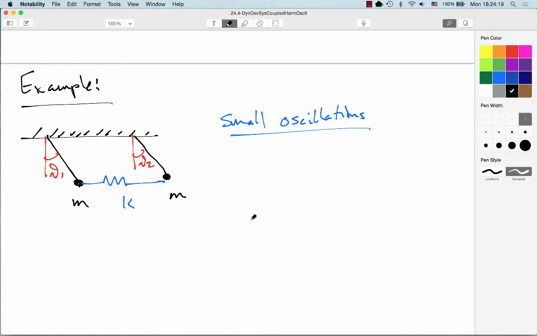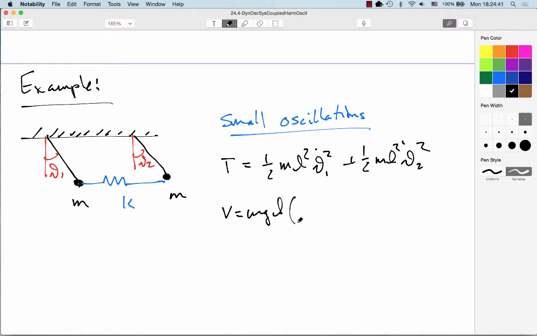All right, so with that, we can go ahead and write that T is equal to 1/2 ml squared theta 1 dot squared plus 1/2 ml squared theta 2 dot squared. Now for V, we can write that as mgl, and I could put the origin up here, but because I've done this problem before, I know it's going to make more sense to put the origin down at the bottom of the swing. So 1 minus cosine theta 1 plus mgl 1 minus cos theta 2.